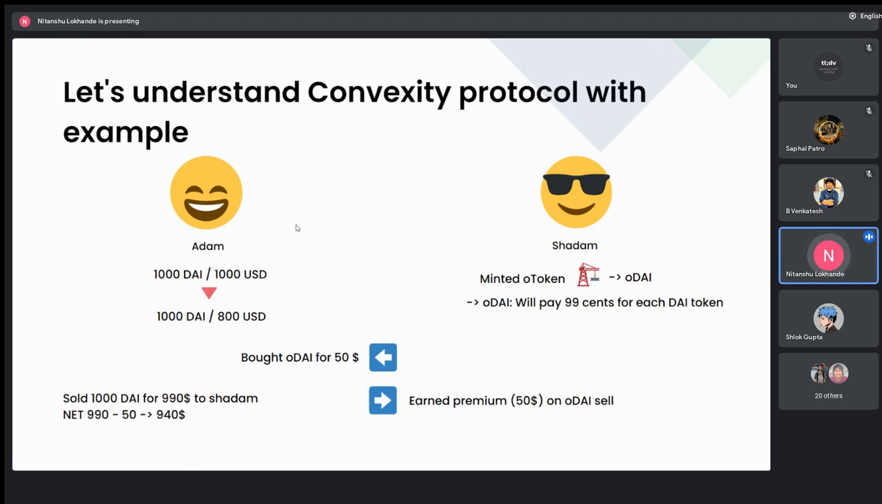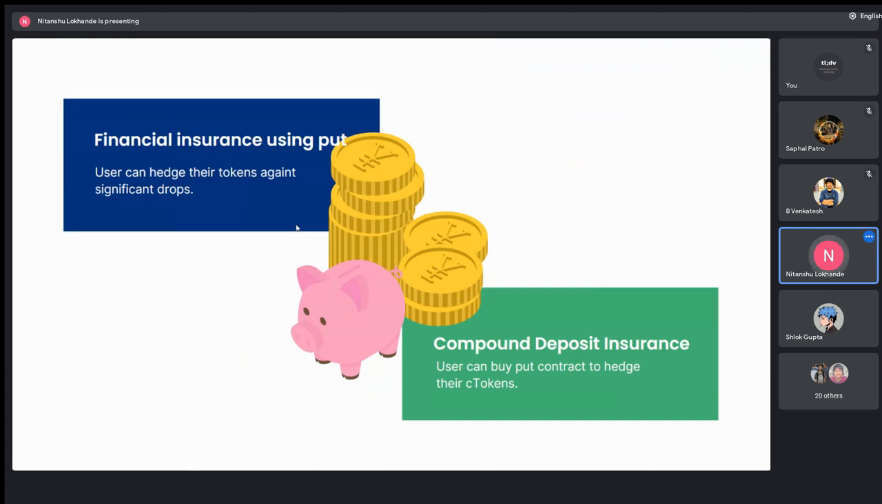To hedge against this DAI token risk, Adam can buy the ODAI token for $50 from Shadam. When the price of the DAI token goes to 800 USD, Adam has the ODAI token, so he can sell his 1,000 DAI for $990 to Shadam and easily reduce his losses. The corresponding use case for the Opyn protocol is that users can use it to hedge their tokens against a significant drop.